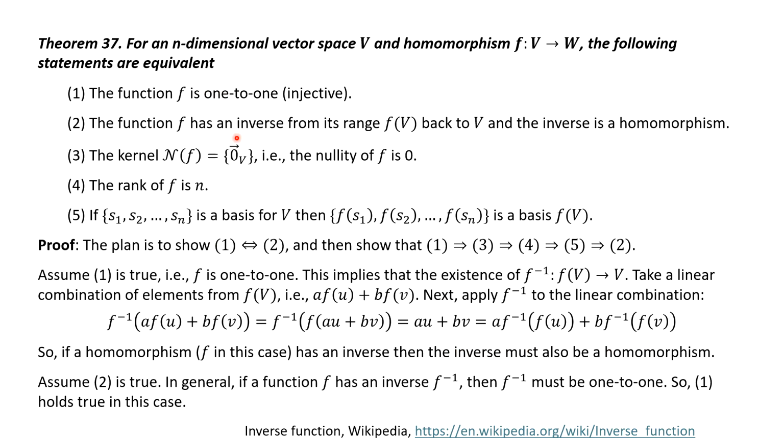So that implies this way. Then assume 2 is true. And in general, if a function has an inverse, then the inverse must be 1 to 1. So 1 holds true. That's generally true for functions. And I give you a reference here if you wanted to look further into that, the Wikipedia article on inverse function. Okay, so let's continue with this part of the proof on the next slide.